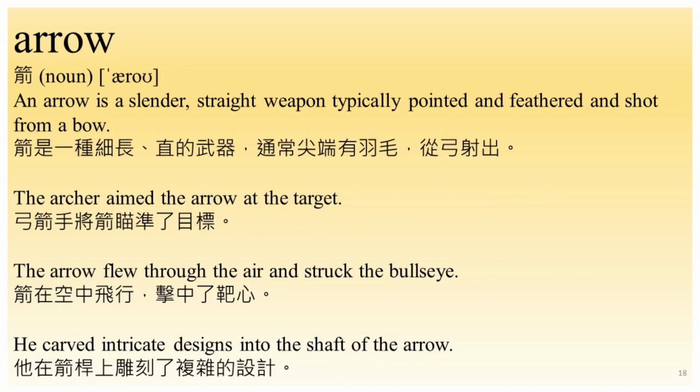Arrow. 箭 An arrow is a slender, straight weapon typically pointed and feathered and shot from a bow. The archer aimed the arrow at the target. The arrow flew through the air and struck the bullseye. He carved intricate designs into the shaft of the arrow.